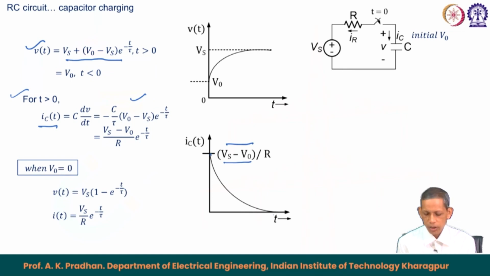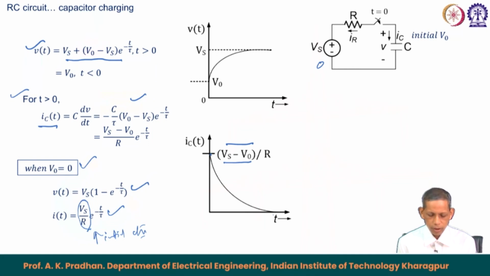Now, when the capacitor has an initial charge 0, voltage 0, then if we substitute V naught equals 0, V t happens to be equal to V s times (1 minus e to the power minus t by tau), and the corresponding I t happens to be V s upon R, e to the power minus t by tau. So, the initial value of the current in the capacitor charging case happens to be source voltage upon R. This is the initial charging current when V naught equals 0, but if V naught is non-zero, then the initial value will be (V s minus V naught) upon R.